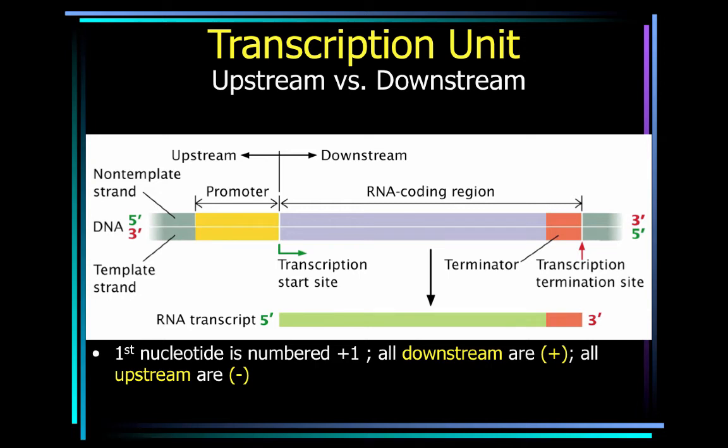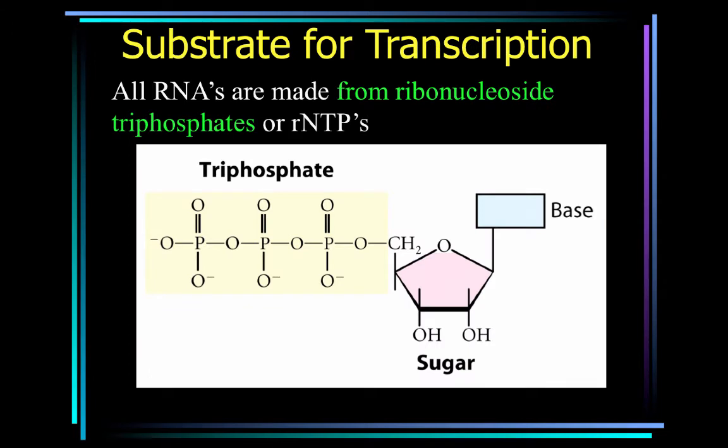All right, so now that we have the transcription unit defined and all the three major pieces associated with it, and understand the orientation of upstream versus downstream and how that nomenclature works, we're going to go ahead and move on to the substrates that are needed for transcription to actually take place. So, very similarly to DNA replication, we need nucleoside triphosphates.